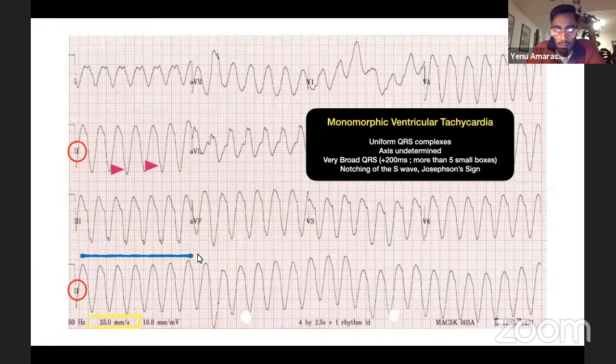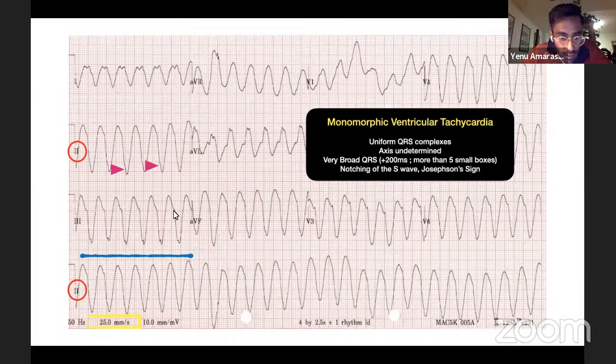So heart rate can be calculated to some extent, either by here to here or here to here. So it's around 2 boxes. Someone wrote in the chat that it's around 150 beats per minute. So it's not wrong to say. It's probably slightly more at times, but that's a rough estimate. So axis is undetermined, and the QRS complex is very broad. It's more than 200 milliseconds, so 5 small boxes or 1 large box.